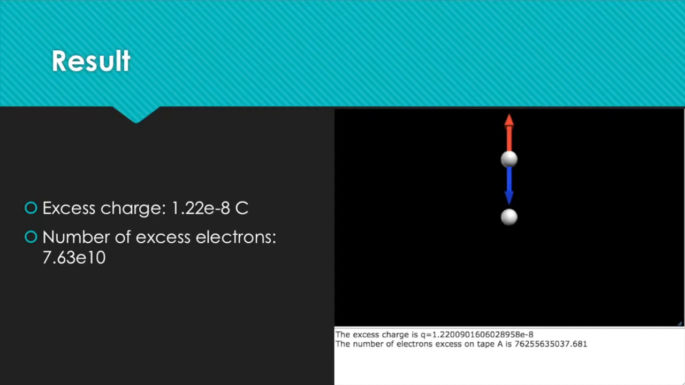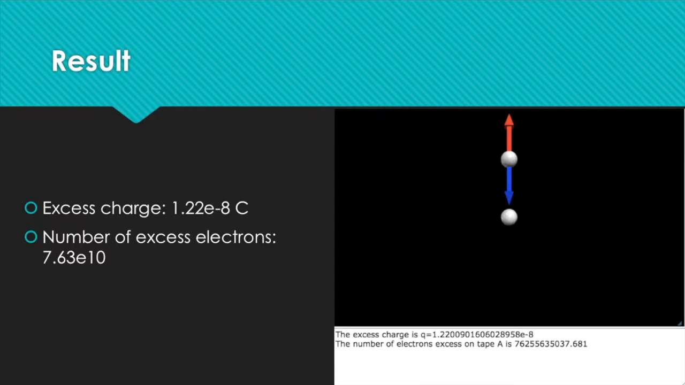For the result, I get that the excess charge is about 1.22 times 10 to the negative 8 coulomb, and the number of excess electrons on that tape is about 7.63 times 10 to the 10.